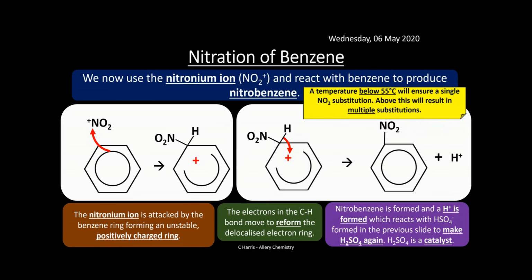So this must be done at a temperature below 55 degrees Celsius, and this means you get a single nitration reaction here, right? Nitration substitution. If it's done above that, you'll get multiple nitration reactions. So you'll get NO2 on carbon 3, on carbon 5 as well. So you'll just keep nitrating it. So it's temperature sensitive. You've got to make sure it's done right.